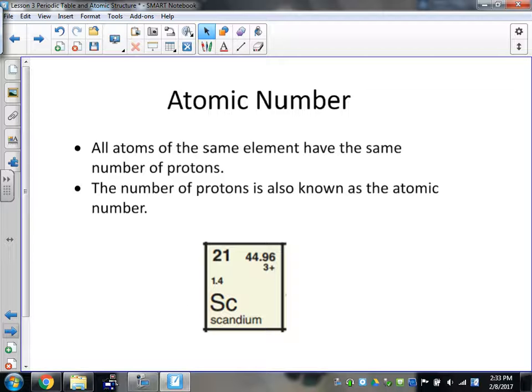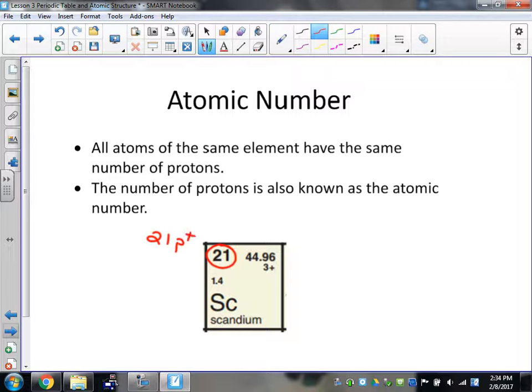Atomic number. Now pay attention here, guys, and like I said, make some notes if you need to. All atoms of the same element have the same number of protons. The number of protons is also known as the atomic number. So when you see this for scandium, let's find scandium on your periodic table. Let's have some fun here. It's a treasure hunt for scandium. Number 21, this right here, means it's atomic number 21. That tells you it has 21 protons. So this would have 21 protons, P+.